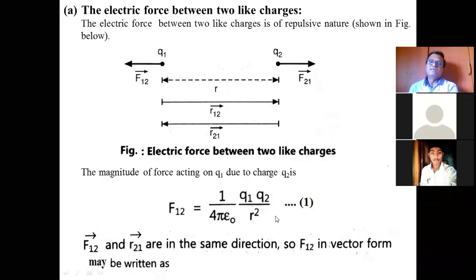Okay, this equation 1 is written in a vacuum or free space medium, where epsilon 0 is the permittivity of free space, that we know. Okay, F12 bar and R21 bar from the figure, they are in the same direction. So F12 in vector form can be written as, this equation 1 we have to write into vector form. To write it in vector form, what do we do? Put a line on top of F12, that is make it a vector, and on the right hand side multiply by a unit vector in the direction of vector R21 bar. Okay, this is the equation.